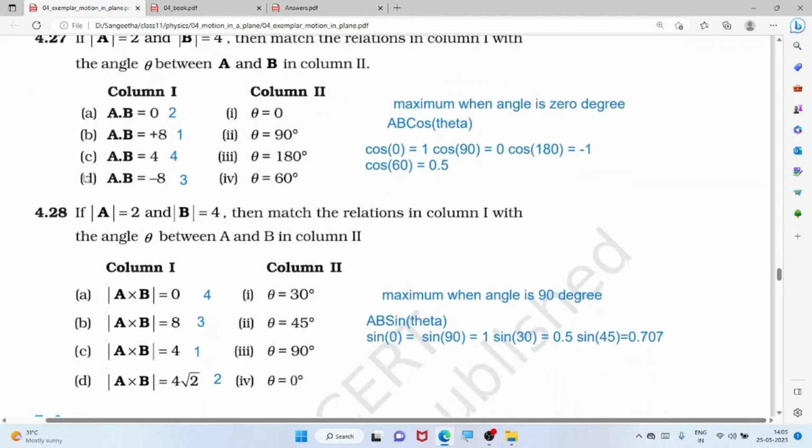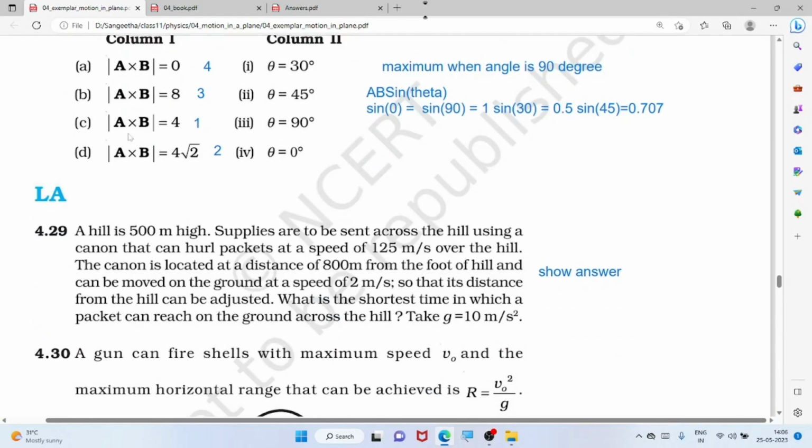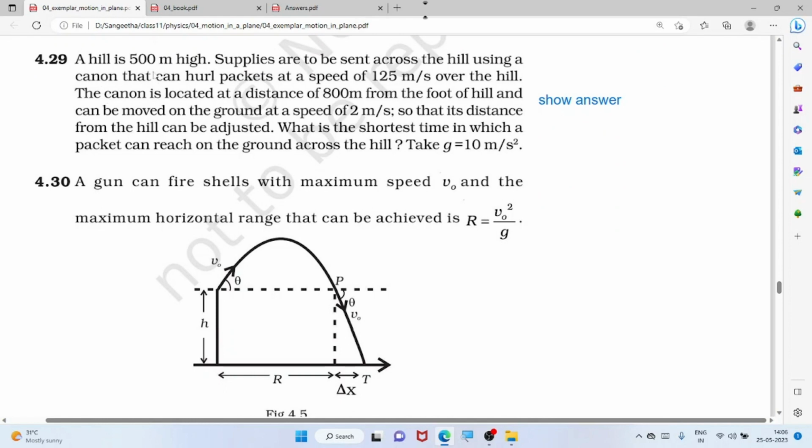Similarly, when you say A cross B, this is sin theta. Sin theta is 0 when theta is 0, because sin 0 is 0. This is maximum when theta is 90. This is half when theta is 30 degrees. For 45 degrees, it is 0.707. These things you can go through in the answers.